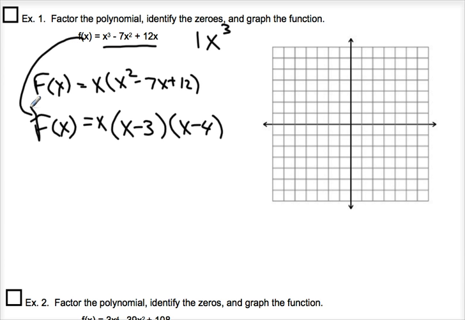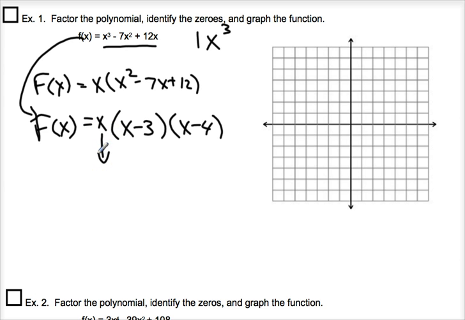And what that tells me is that I have 3 zeros. And you want to keep that in mind. Because it was x to the third, that means that you could have up to 3 zeros. If it was x to the fourth, you could have up to 4 zeros. X to the fifth, 5 zeros, and so on and so forth. This one does have 3 zeros.